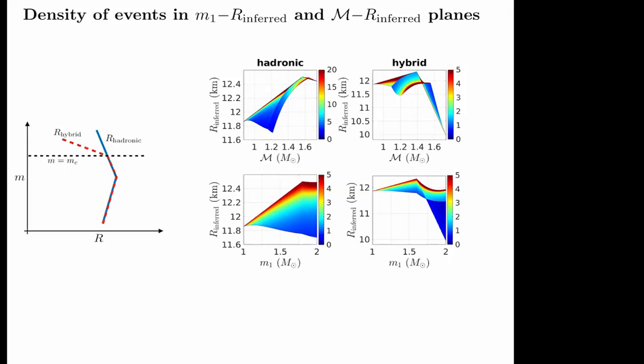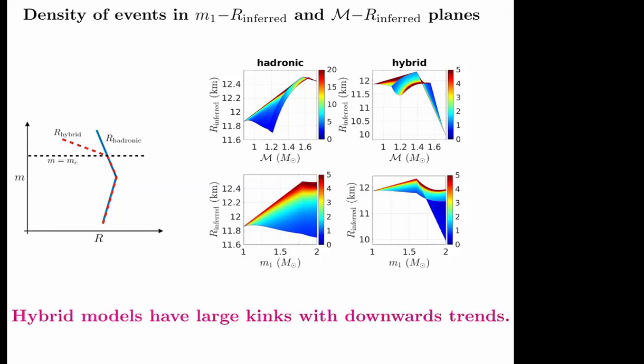On the other hand, if I look at one of my hybrid models here, you see there's a pronounced kink in the density of events in the R inferred chirp mass plane. Once I get to about 1.4 solar masses for this particular set of parameters, there's a huge kink, and the density of events goes all the way down to 10 kilometers. The same sort of thing happens also in the M1 plane, although the distributions are a little bit more broad.